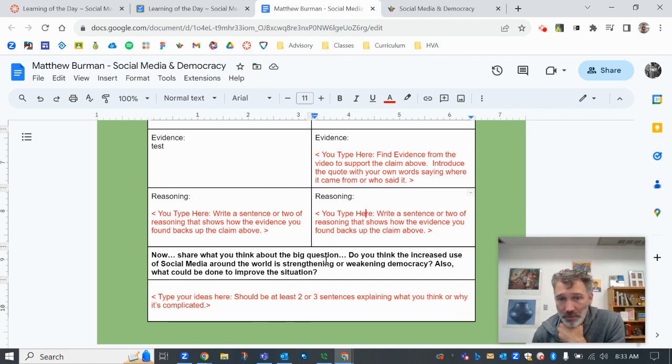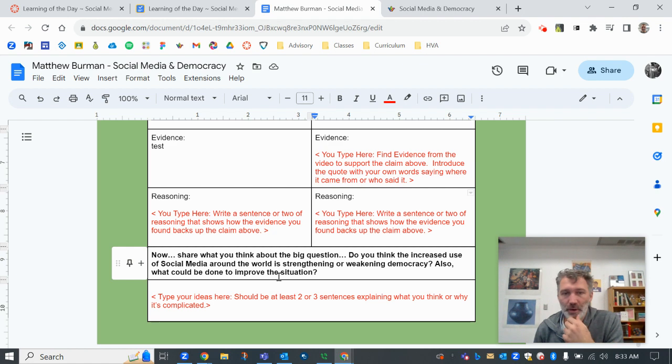So, what do you think? Do you think the increased use of social media around the world is strengthening or weakening democracy? And then also, what could be done to improve the situation? Now, very often, these answers don't have a right or a wrong, or it's definitely strengthening or definitely weakening. Very often, students are asked to talk about how it's doing this on the one hand, on the other hand, it's doing this. I think in general, this is what's going on.